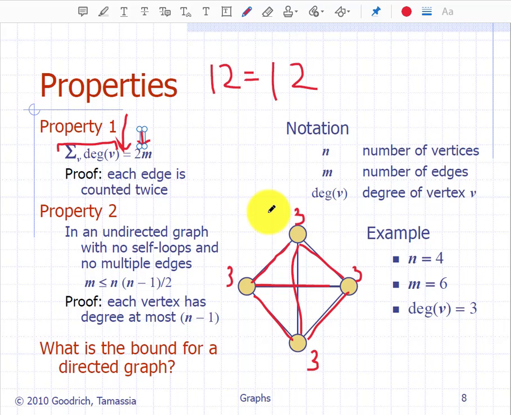Great. So this is fantastic because now we have a formula that relates the number of edges with the in degree. But it doesn't explain why this is true. So for the proof, we can just look at counting each edge twice.